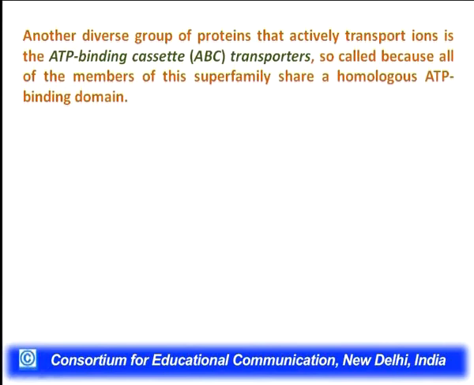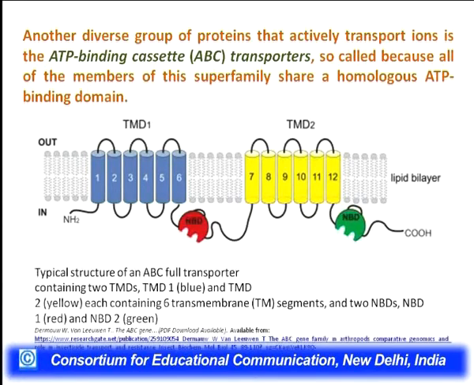The third type of ion pumps are the ATP-binding cassette, or ABC, transporters, so called because all of the members of this superfamily share a homologous ATP-binding domain. This is the structure of a typical ABC full transporter. You can see that this is the typical structure of an ABC full transporter, and it contains two TMDs, or transmembrane domains, TMD1 and TMD2.